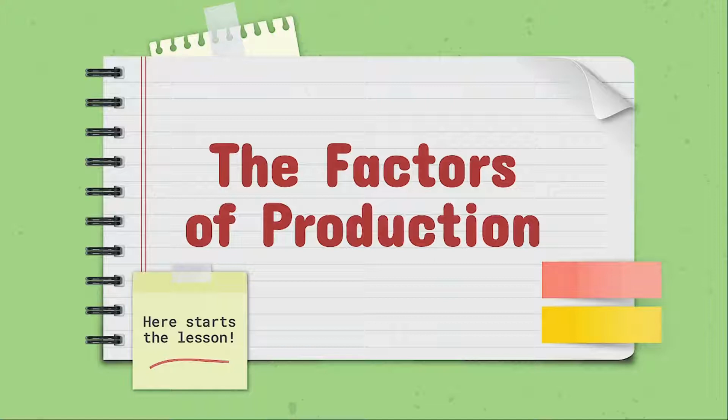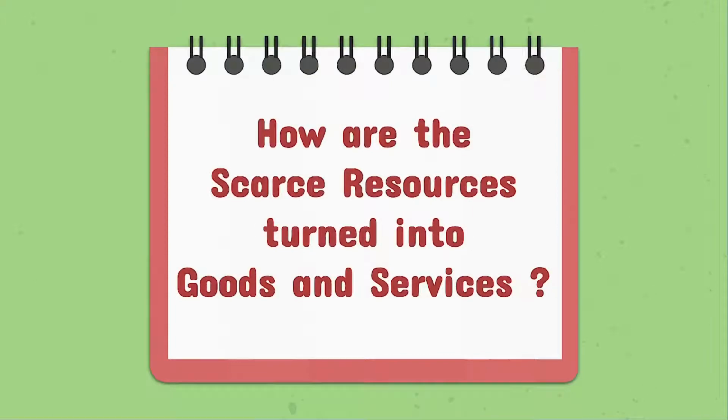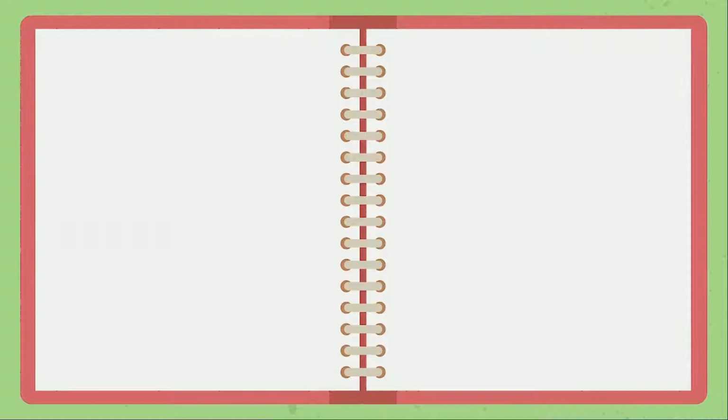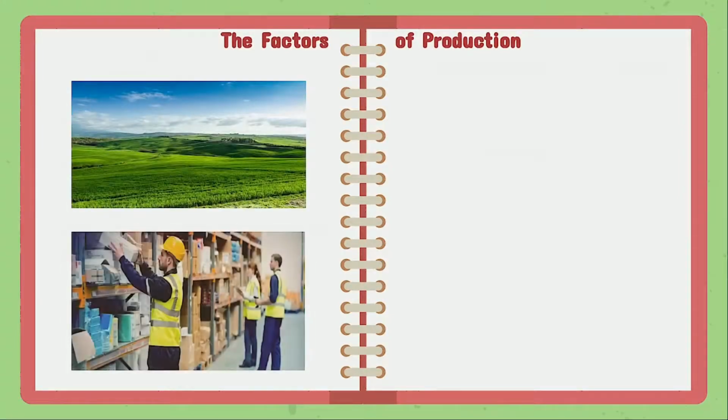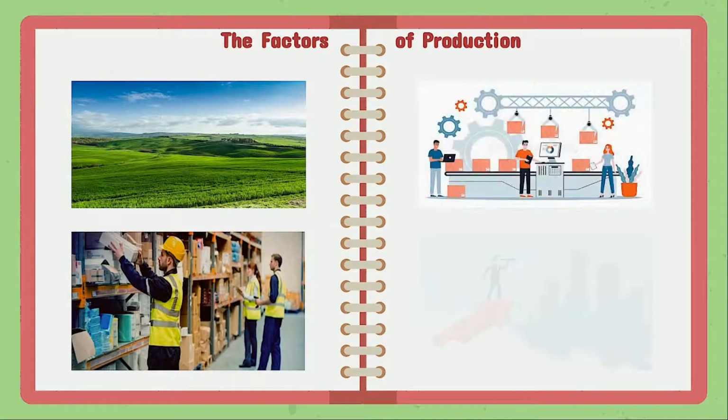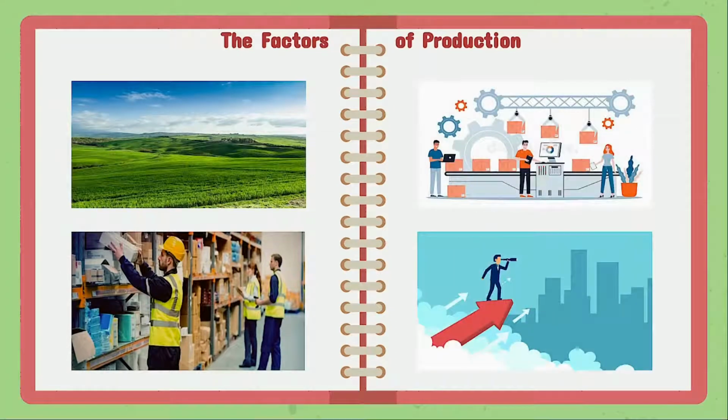Today, we will cover the factors of production. In the previous chapter, we learned the types of goods and scarcity. But how are scarce resources turned into goods and services? To find that out, we have to look at the factors of production. The four factors of production are land, labor, capital, and enterprise.